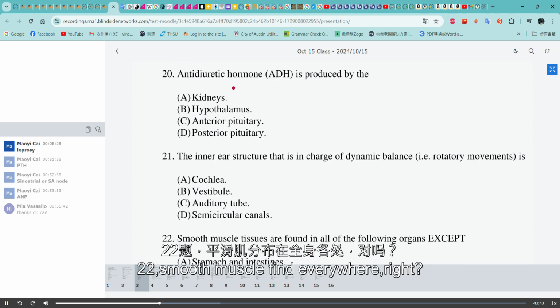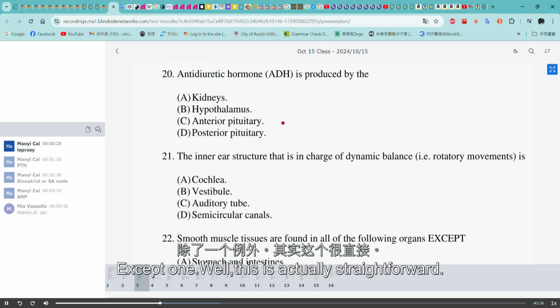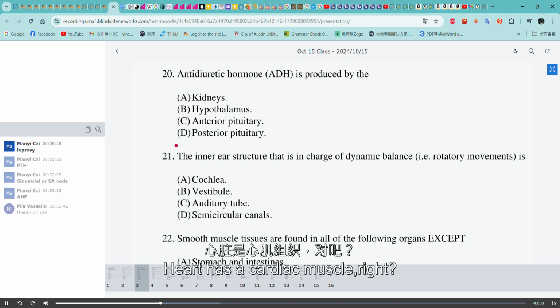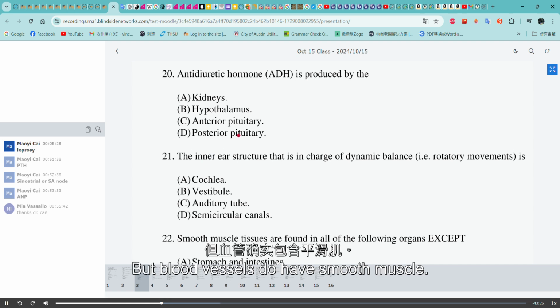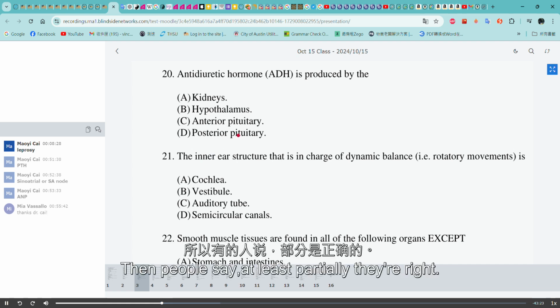22, smooth muscle is found everywhere, right? Except the heart. Well, this is actually straightforward. The heart has cardiac muscle, right? Or bones, you have skeletal muscle. So the heart does not have smooth muscle, but blood vessels do have smooth muscle. Then people say, at least partially it is right.